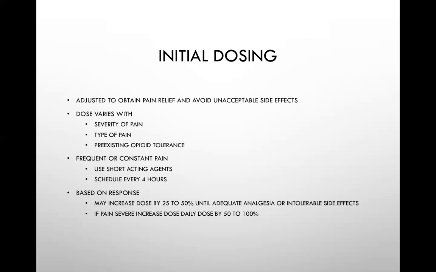Usually it's preferred to use short-acting agents and try and schedule the dose every 4 hours, which can help you to titrate to get the optimal effect and have frequent assessments to monitor the response to treatment, and also the adverse effects that can come. Based on the response, you can increase the dose by 25 to 50% of the initial dose until adequate analgesia or intolerable side effects appear. If pain is severe, increase the daily dose by 50 to 100%, only in severe cases.